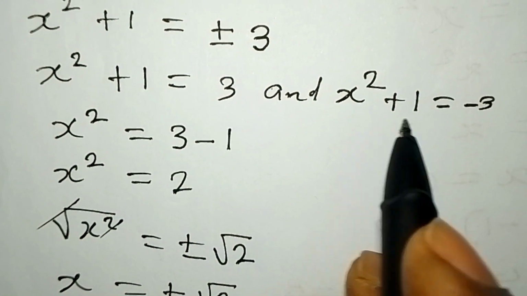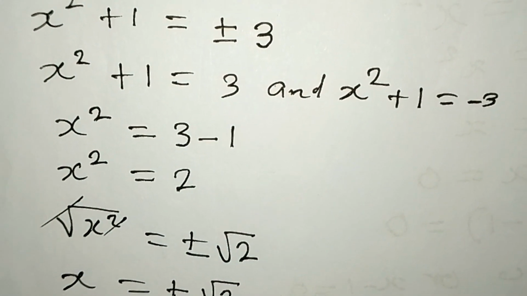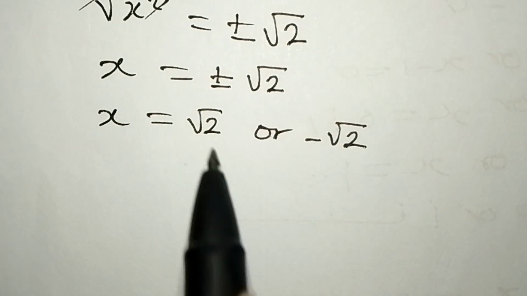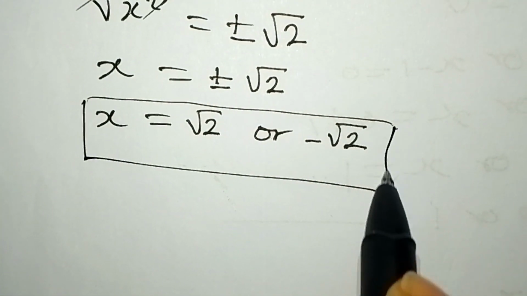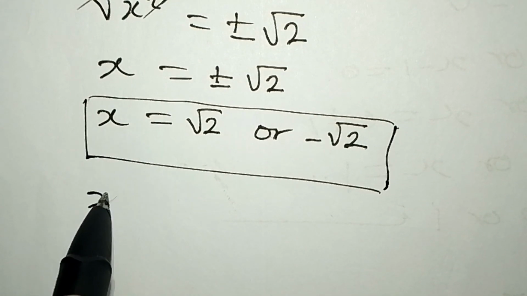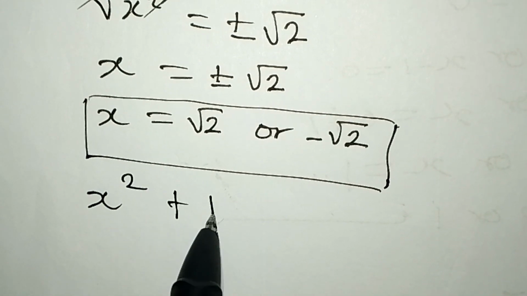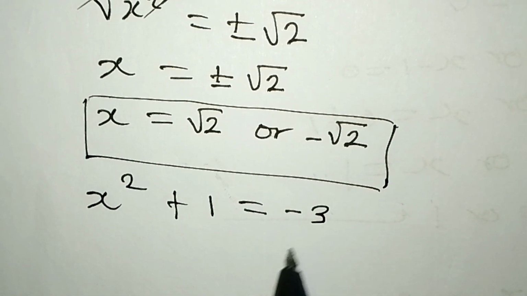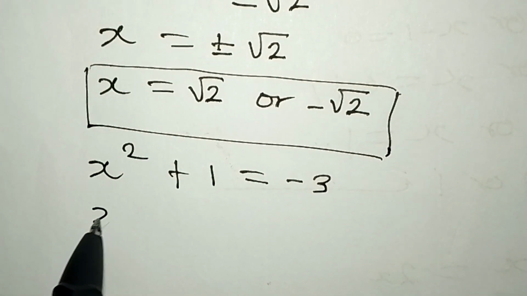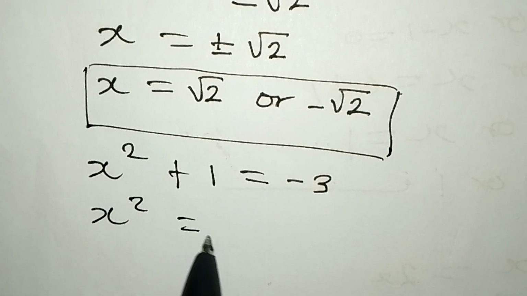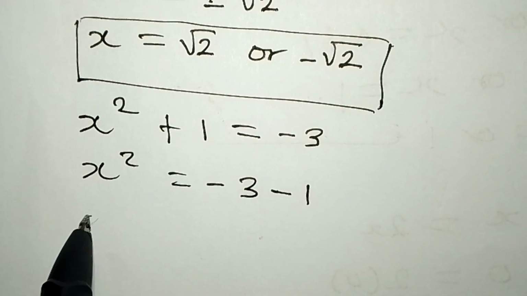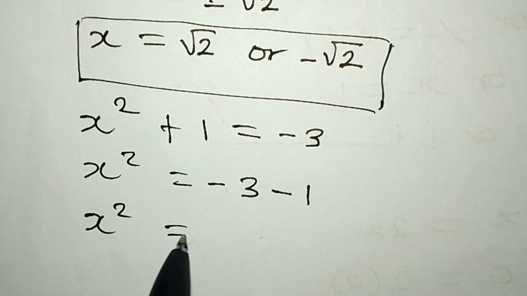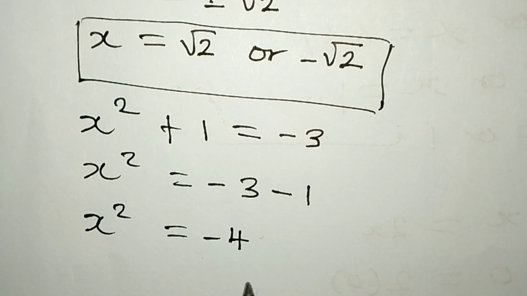Now we go back to the second equation, x² + 1 equals negative 3. Okay, so this is one of the solutions. Let's go to the second. X² + 1 equals negative 3. And then from here, we have x² equal to negative 3 minus 1. X² is equal to negative 4.